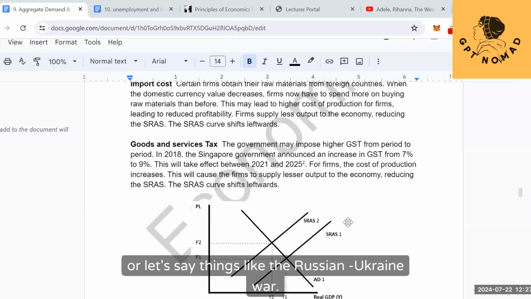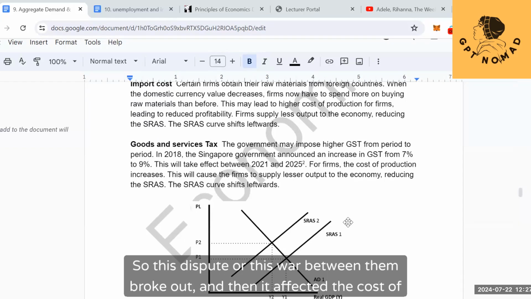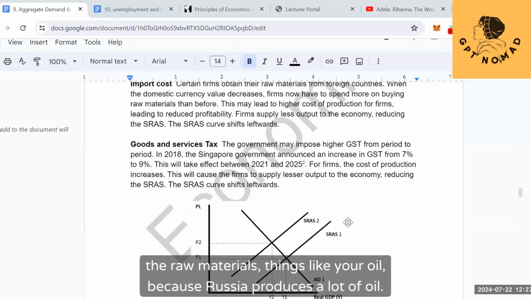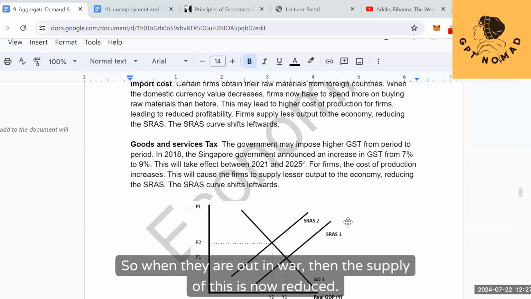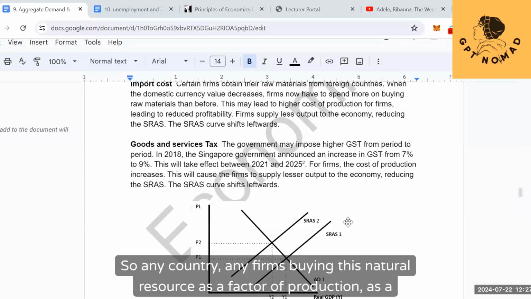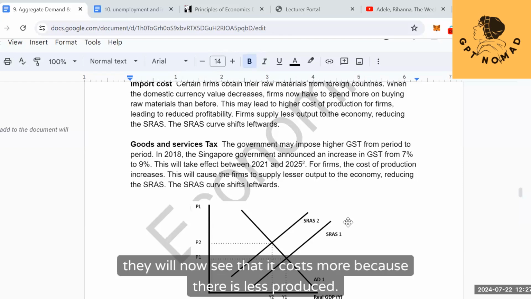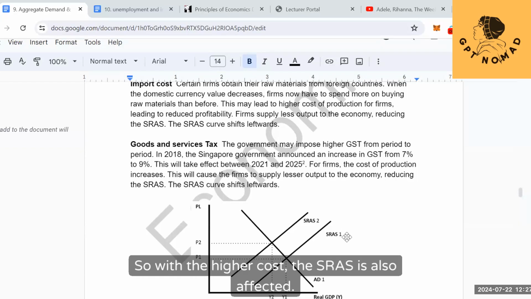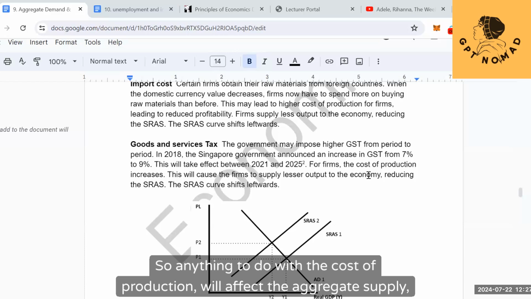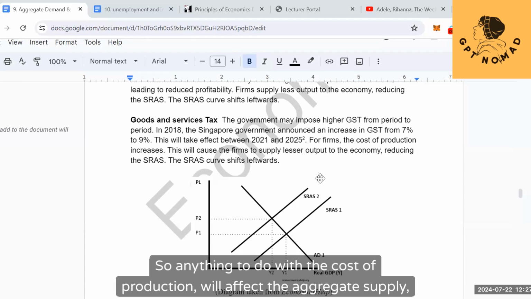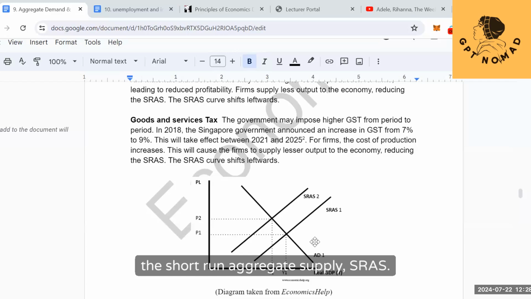Or let's say things like the Russia-Ukraine war. When the war between them broke out, it affected the cost of raw materials, things like oil, because Russia produces a lot of oil. So when they are at war, the supply of this is reduced. Any country or firm buying this natural resource as a factor of production will see that it costs more because there is less produced. So with the higher cost, the SRAS is also affected. Anything to do with the cost of production will affect the short run aggregate supply, SRAS.